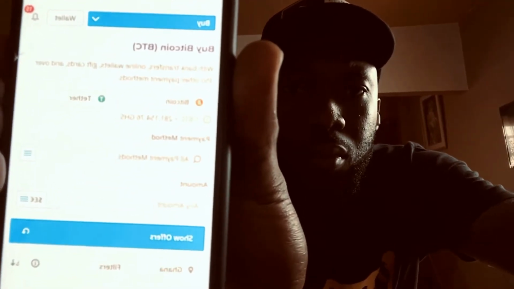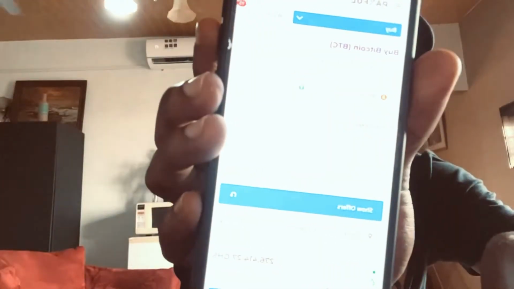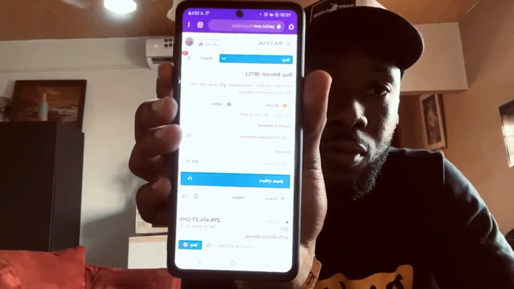How do I make this thing focus? Okay, well, it's not focusing. Let me take it back a bit.